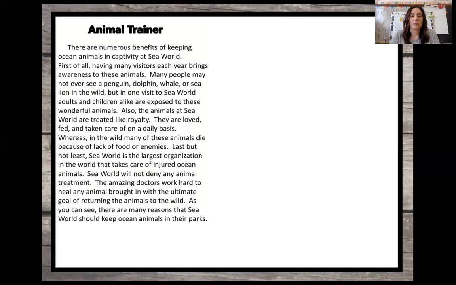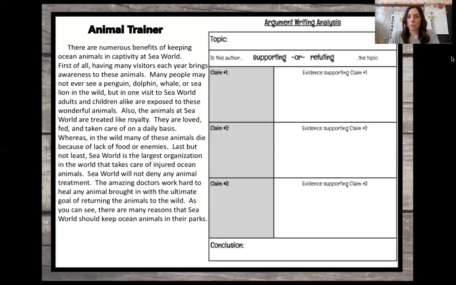Last but not least, SeaWorld is the largest organization in the world that takes care of injured ocean animals. SeaWorld will not deny any animal treatment. The amazing doctors work hard to heal any animal brought in with the ultimate goal of returning the animals to the wild. As you can see, there are many reasons that SeaWorld should keep ocean animals in their parks. So now we're going to use our organizer to analyze this author's argument.